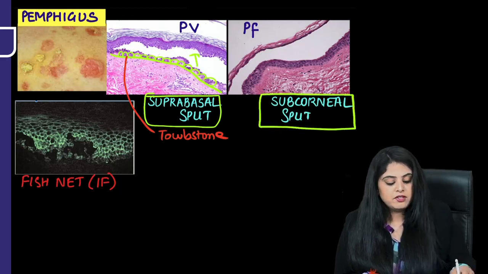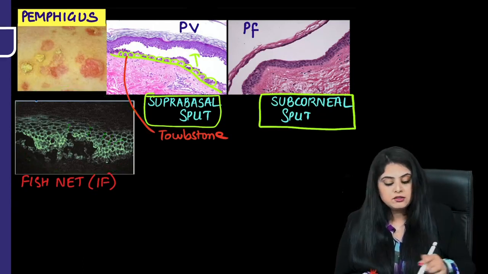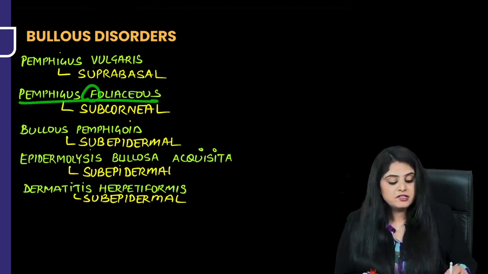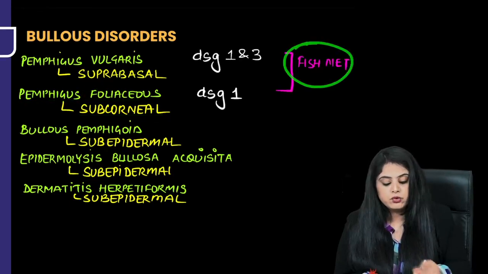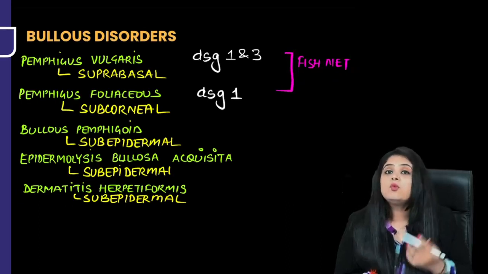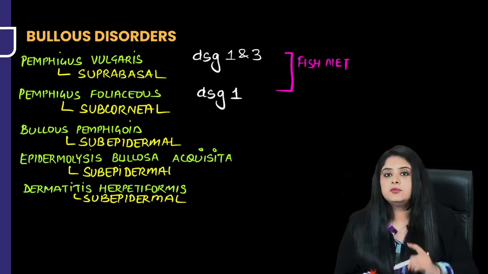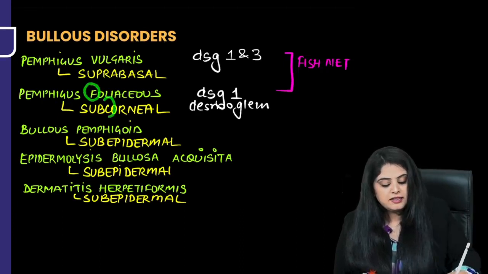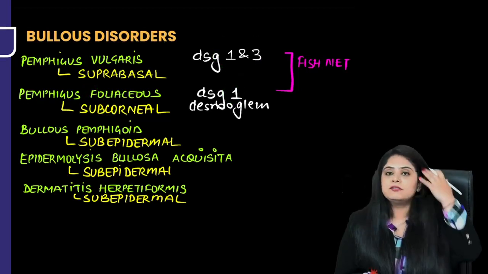split. In both of them, which kind of immunofluorescence do you get? You get a kind of a fishnet, as if a net has been laid on top. So coming back, pemphigus vulgaris is suprabasal, and in foliaceus the problem is in the first layer, that is subcorneal. Not just that, please note both of them tend to show you the fishnet appearance. And what is their etiology? In pemphigus foliaceus only the first desmoglein is affected. DSG for desmoglein. Remember, only the first desmoglein, because foliaceus had to be the first layer and the first desmoglein, whereas vulgaris is going to be both desmoglein 1 as well as desmoglein 3.